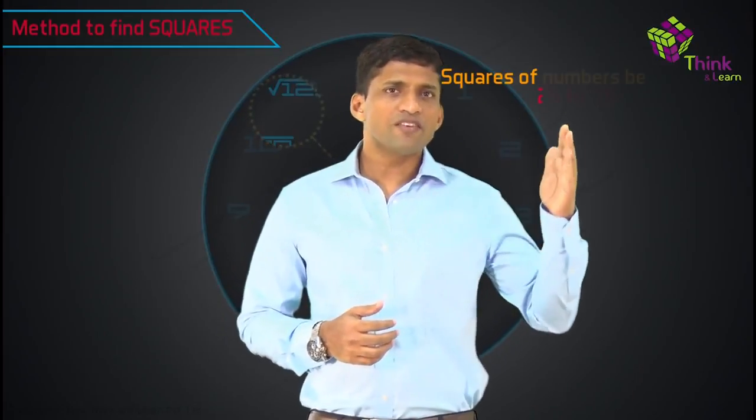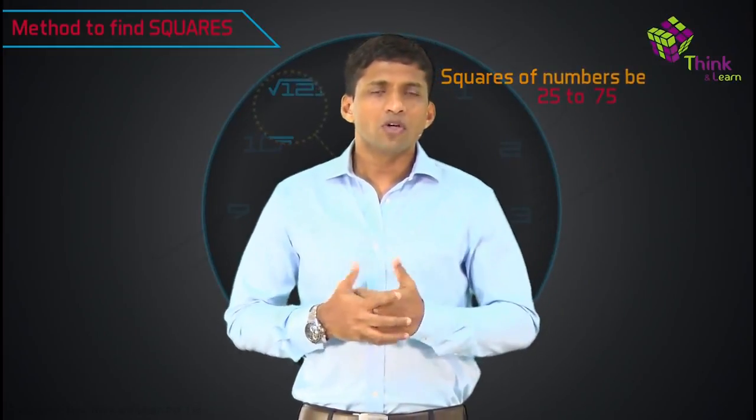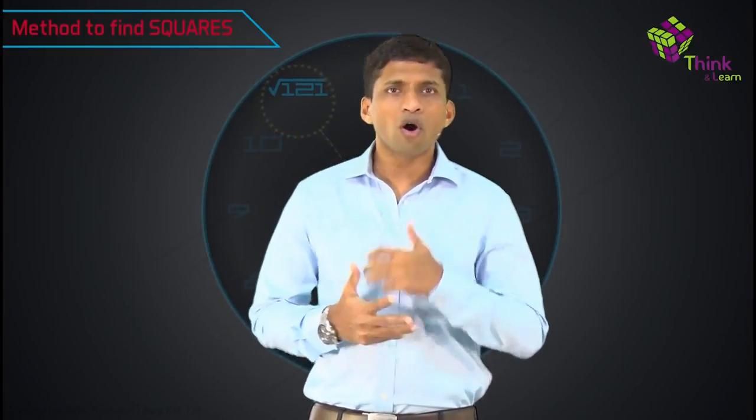Now, let's look at an easy and an interesting method to find squares. The prerequisite here is, if you know squares of numbers up to 25, you can easily extend it from 25 to 75, then 75 to 125, like that. So within the next 2-3 minutes, all of you will be knowing all the squares of numbers at least up to 100, without even memorizing it, without even practicing it. So let's see that interesting method.